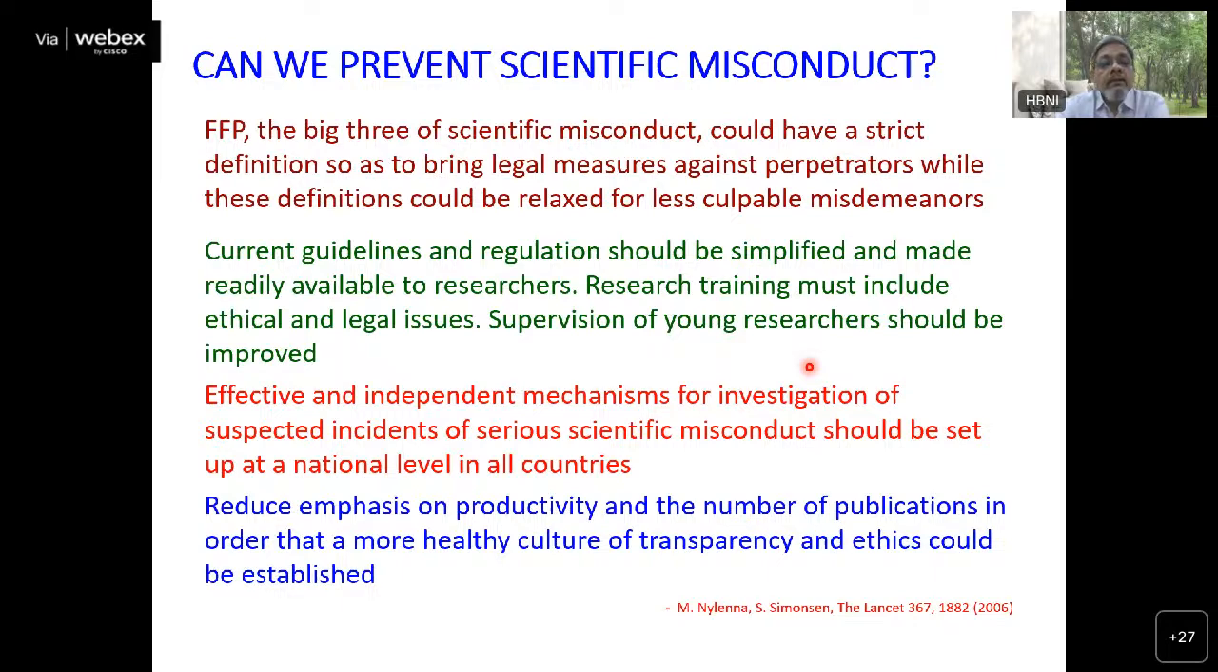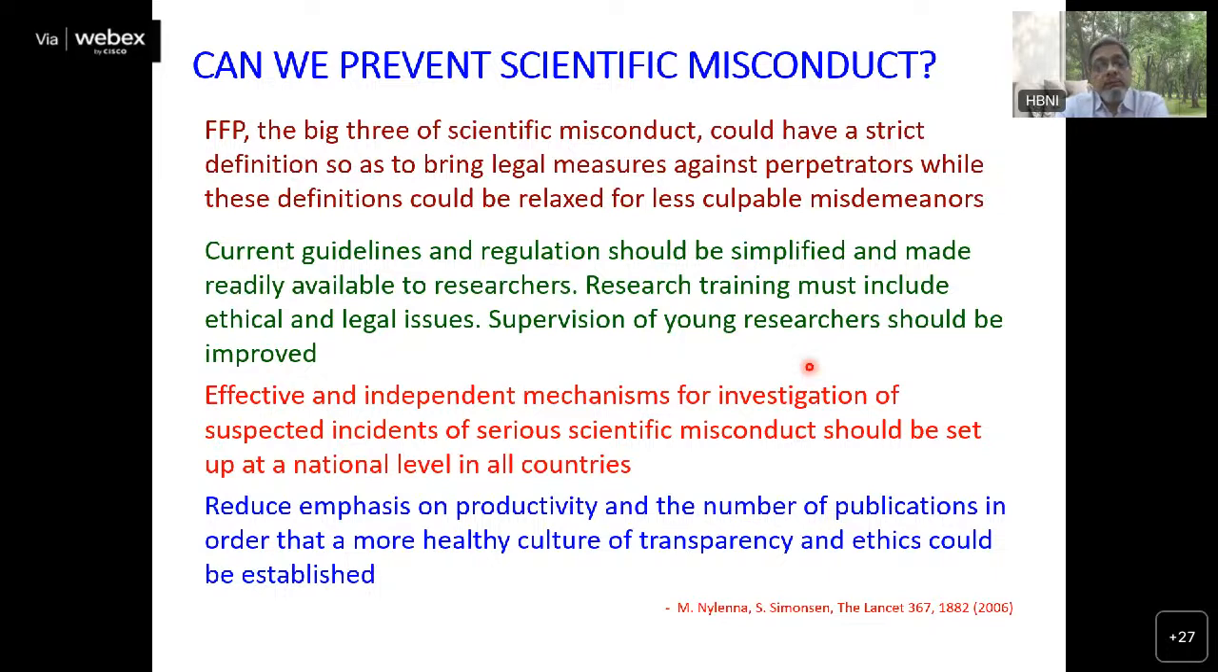Okay. And then these guidelines and regulations must be simplified and made readily available to all researchers. And then, as I said, this research training must include ethical and legal issues. And young people should be informed about, made aware of, these issues effectively.